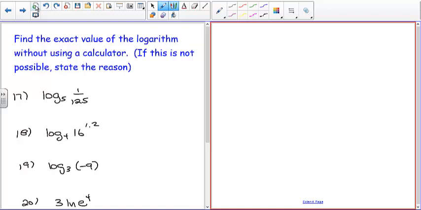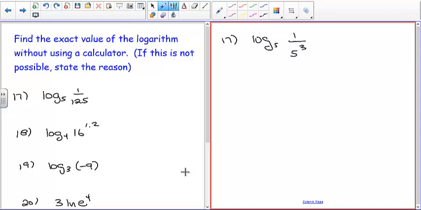Okay, so the next one says find the exact value of the logarithm without using a calculator. If this is not possible, state the reason why. So if there's some reason why you can't take the logarithm of the number, state why. So the first one is, this property of logarithms. If you can raise one of these to a certain power with the base being the same base as the logarithm, then you might do some good.